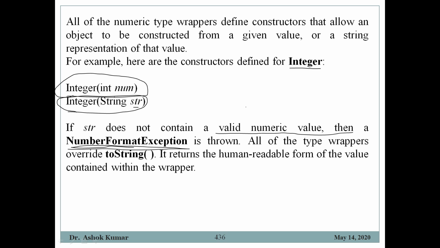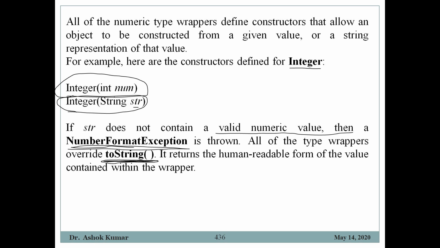So all the numeric wrapper classes override the toString method. So whenever you try to print the object of the wrapper class directly, this method will get called, and you will get the corresponding string representation of the value contained in the wrapper class object.